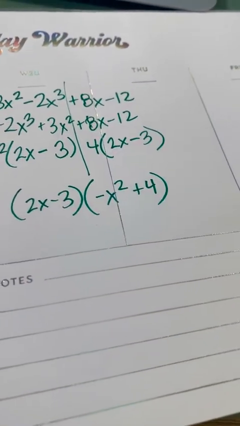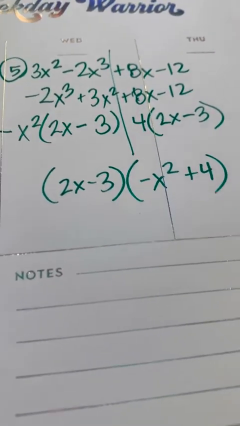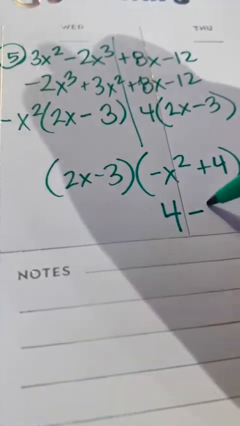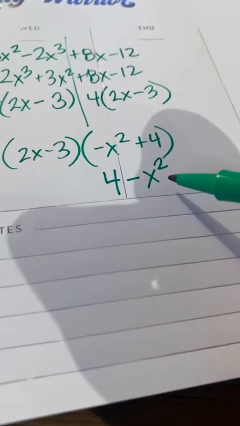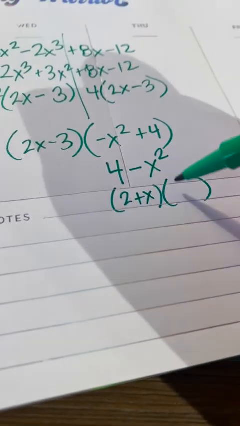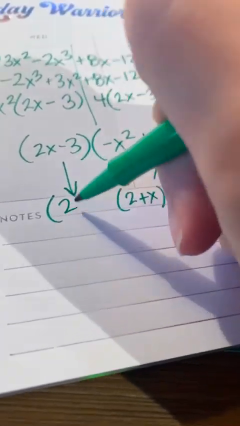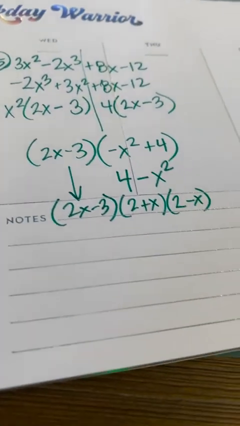Some mathematicians would leave it here. And then some mathematicians would say, I noticed that this is 4 minus x squared, which is the difference of squares. So they would split this into 2 plus x and 2 minus x, like that, and then bring this guy down. So 2x minus 3, like that.